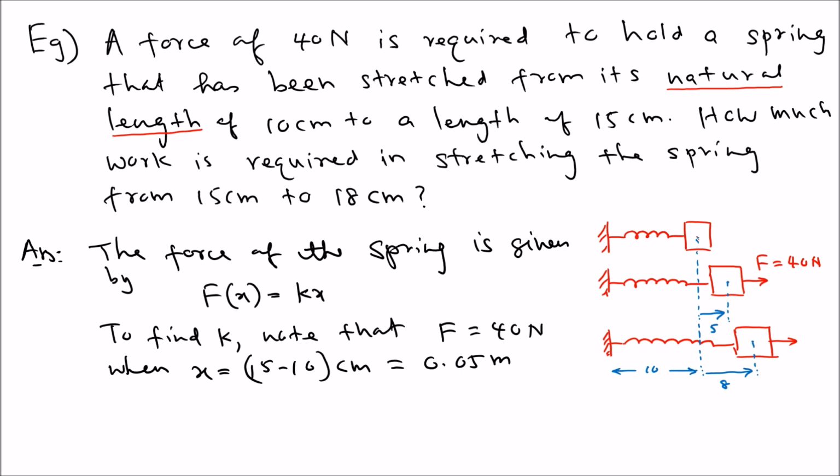So we can use F equals kx. This is 40 equals k, which we don't know, times x, which is 0.05. This says that k equals 40 divided by 0.05, so you multiply by 100 and divide by 5. You get 800 N m^-1. Good, that's the k. So try to use that information to find k first. Now we know k, so we can use the formula to find the work done.